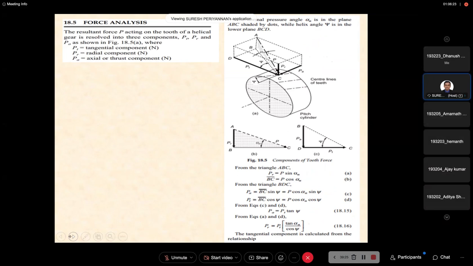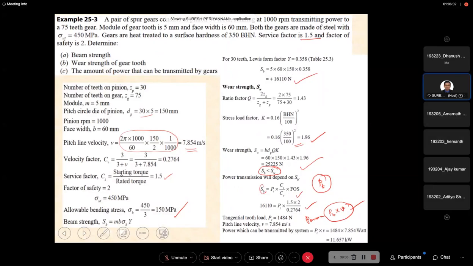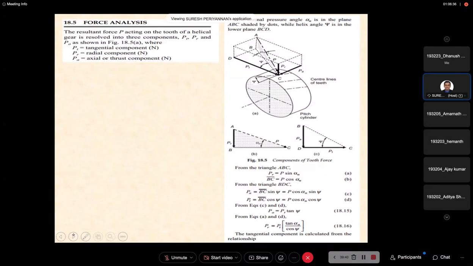Now I come to the helical gear. In the helical gear, please go through the terminology of helical gears. It is very easy. You can easily understand, because most of the things we discussed in spur gear terminology are similar. There are only small modifications. Only the gear teeth and pinion teeth are slightly designed at an angle.